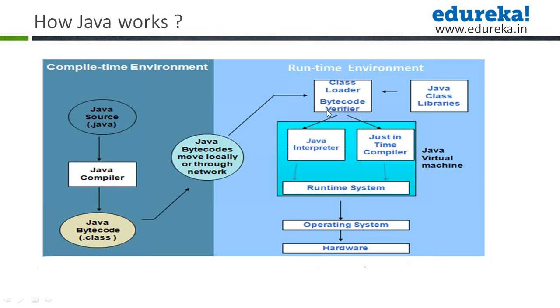Now there will be a class loader and bytecode verifier. These two things actually use the class libraries, that is Java class libraries, and using those they verify the code. First of all, they load the class, that is the .class file, and then they verify the bytecode. After the verification, that bytecode is sent to JVM, that is Java Virtual Machine. In this, there are two components. One is the Java interpreter, the other one is the just-in-time compiler.